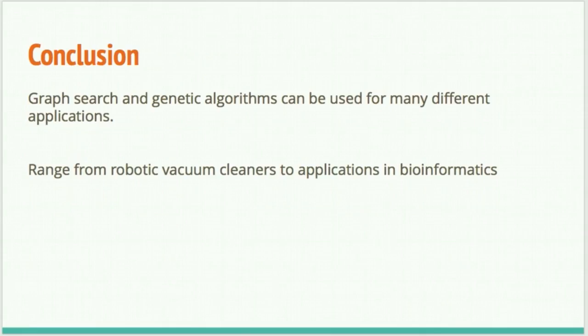In conclusion, our bot can beat the average human at Tetris, and these methods that we used, graph search and genetic algorithms, can be used for several applications, ranging from a robotic vacuum cleaner searching for dirt to applications in bioinformatics.